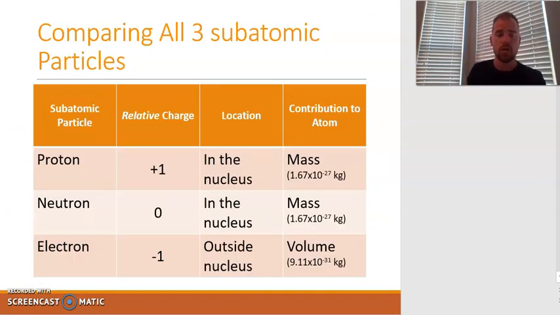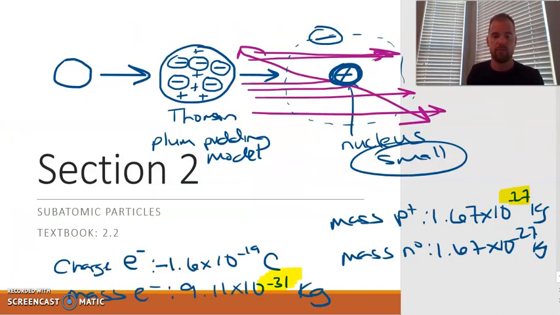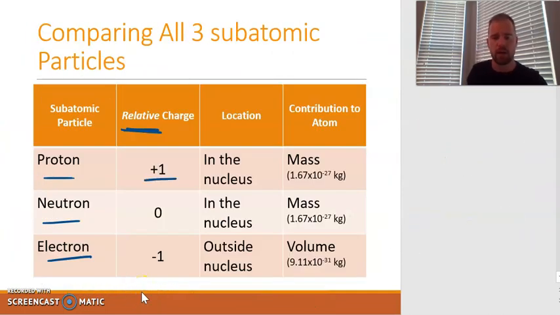So to review, these are the 3 subatomic particles. Here are the relative charges. Remember we said that the charge of the electron was negative 1.6 times 10 to the negative 19th coulombs. Well, the charge of the proton is positive 1.6 times 10 to the negative 19th. Same value, just different sign. And so what we say is, okay, for every proton being positive 1, the electron's negative 1 to cancel it out. The protons and the neutrons are found in the nucleus, whereas the electrons are outside of the nucleus.